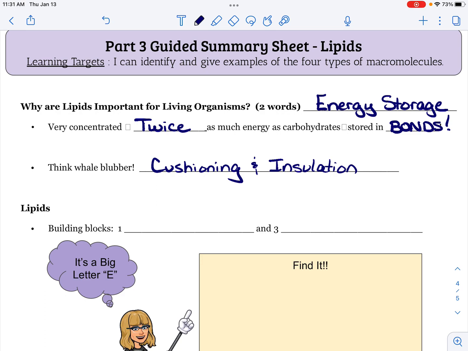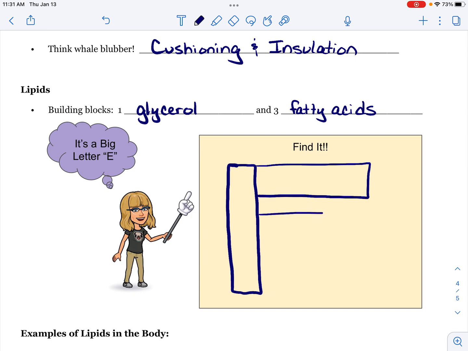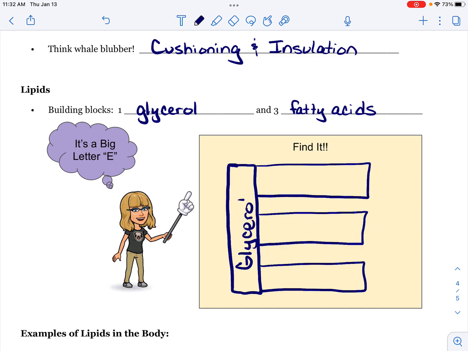So the building blocks of lipids are made from 1 glycerol and 3 fatty acids. And they always look like a big letter E. So go ahead and find that in your Google. We've got 1 glycerol and 3 fatty acids. So find yourself a good picture of a lipid that looks like this letter E.